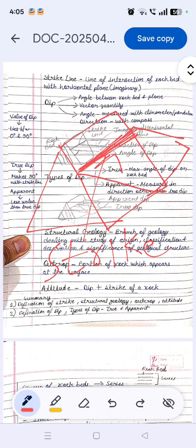Now dip. Dip is the angle between the rock bed and the imaginary horizontal plane. This is the dip. It is a vector quantity, and the angle is measured with the help of a clinometer or pendulum, and the direction is measured with the compass.